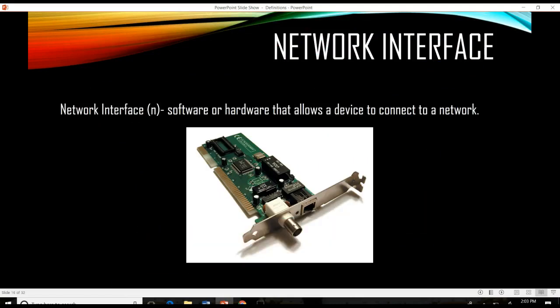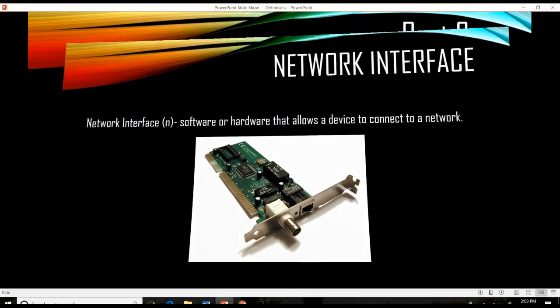And our last term for part 1 is our network interface, which is software or hardware that allows a device to connect to a network. Without this network interface, we wouldn't be able to get to the internet. So it's what allows our computers, our tablets, and any devices to connect to a network.